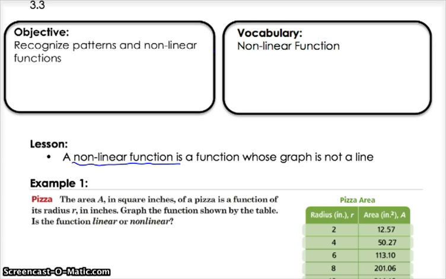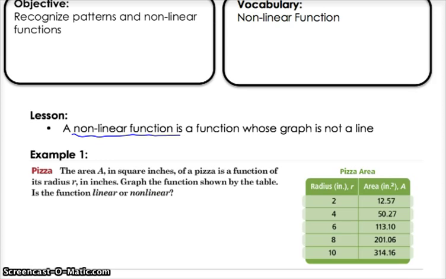So, in each example, we're going to plot some points and we're going to look: does it make a straight line or does it not? If it does not make a straight line, we know there is no constant change, and it is then a nonlinear function. We're also going to be looking for patterns and trying to come up with a rule for nonlinear functions. Let's look at the first example.